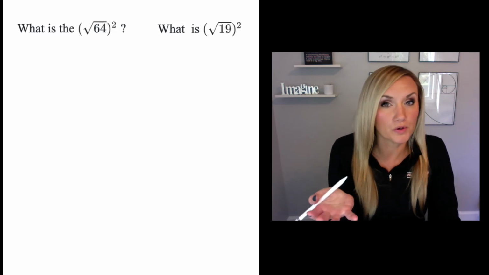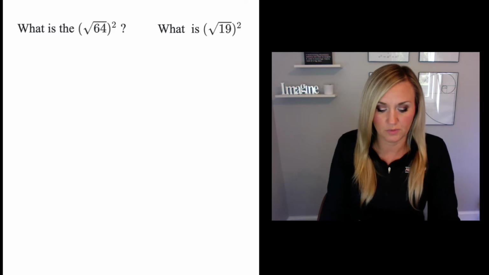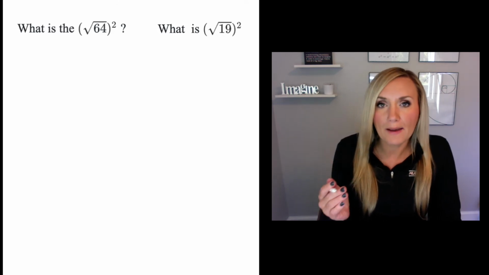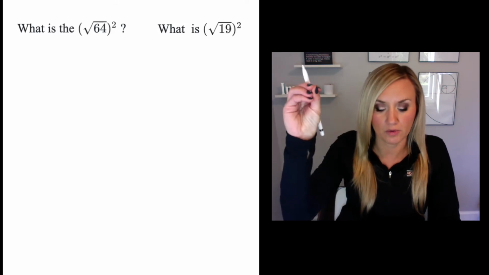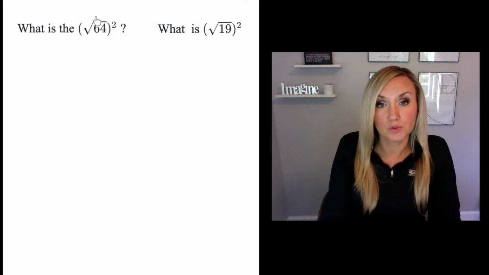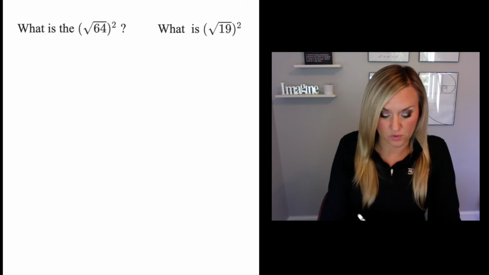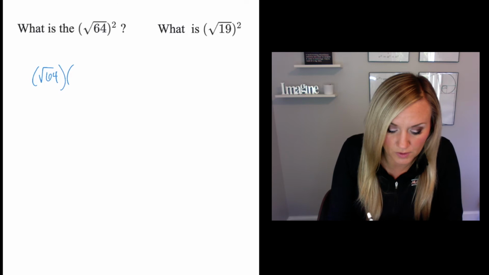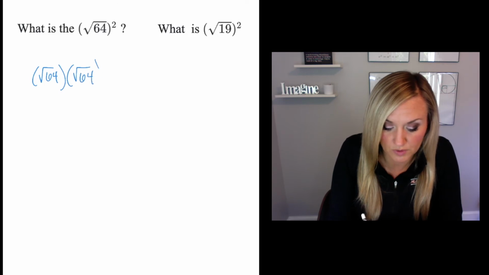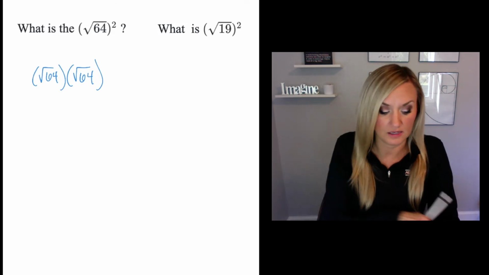This is no longer cube root. We're kind of back to square root, but I want to show you what happens. What happens if we have the square root of 64, but it's squared? Remember, this 2 tells us how many of the base that we have. So we have 2 of the square root of 64s. So you can write that out. The square root of 64 times the square root of 64. We have 2 of them. And they are multiplying each other.